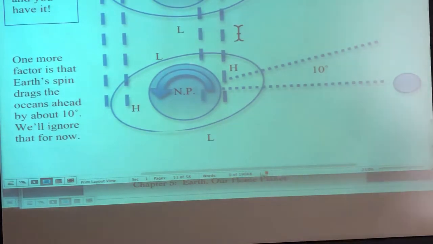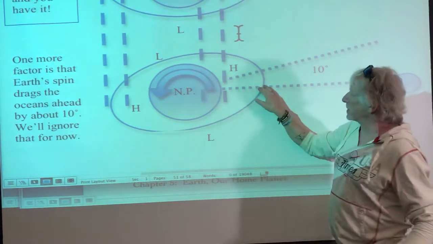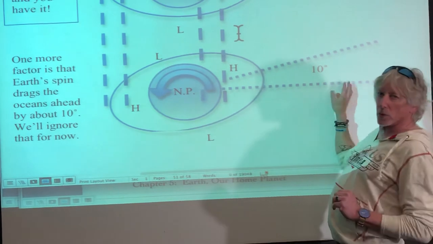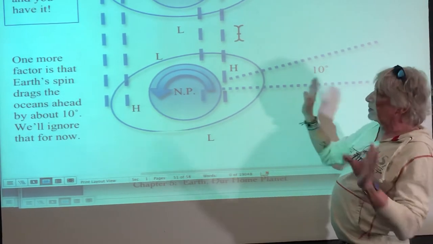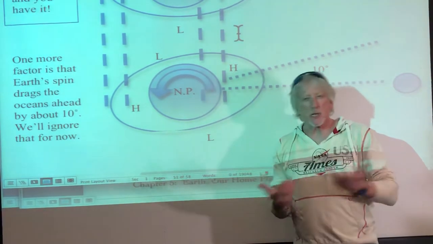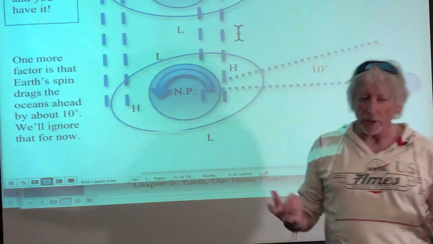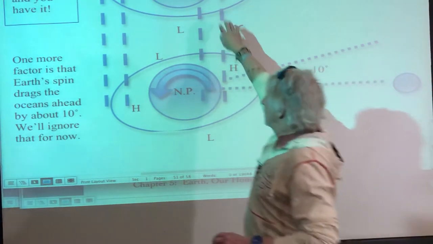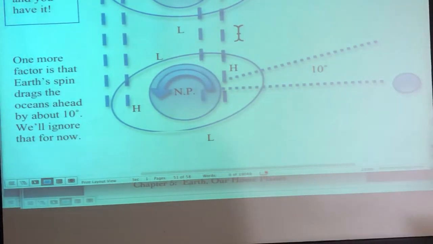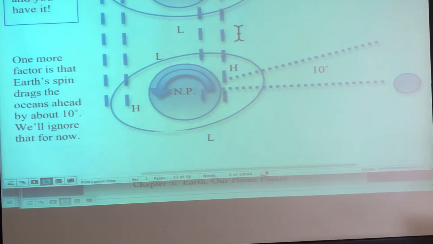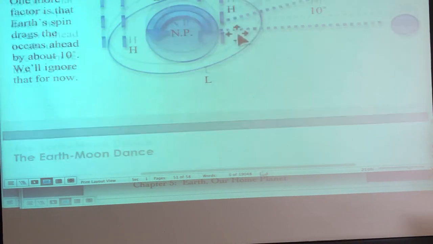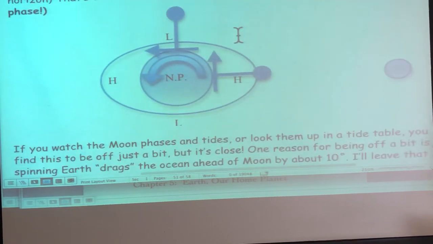So actually, the high tide is about 10 degrees off from straight in line with the moon, whatever the moon phase is. That's maybe an interesting effect, and it's measurable, but we're not going to worry about that. There's something else that's really cool. So that's the one that I emphasize. This idea tunes you into a lot. And there's also something, again, very cool in the book.